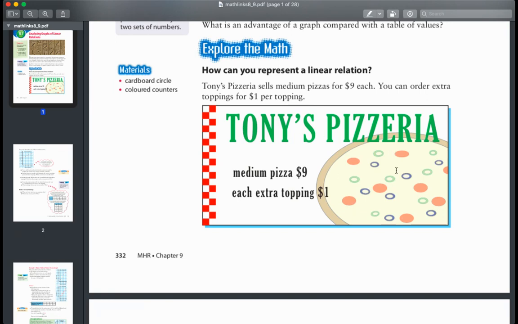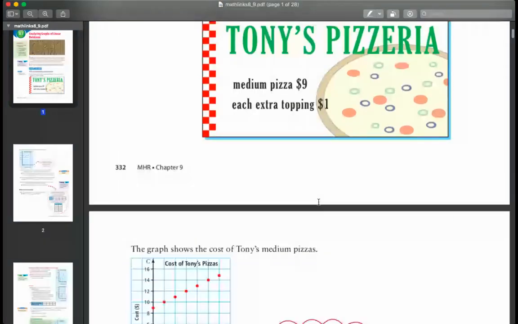And the context we're using is pizza. Tony's Pizzeria sells medium pizzas for $9 each, and you can order extra toppings for $1 per pizza. So maybe this is your basic cheese pizza. If you want to throw some pepperoni on there, you have to pay an extra dollar. You want to throw some olives on there, it costs you an extra dollar. If you want to throw onions on, it costs you another extra dollar. So that's what the extra topping concept's about.